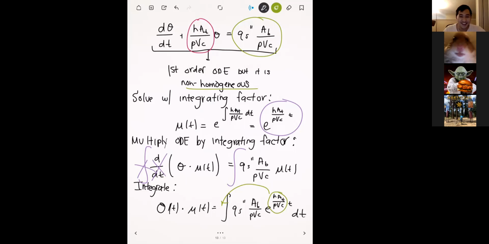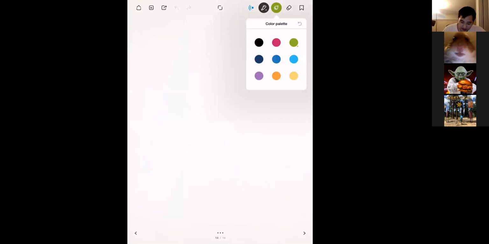Sadly, it's nasty. I know I've had a few of you in my 308 classes, so I know for sure that we went over this, but hopefully this is familiar for a lot of you too. All right, and so when we perform that integral, what we have is theta of t e.